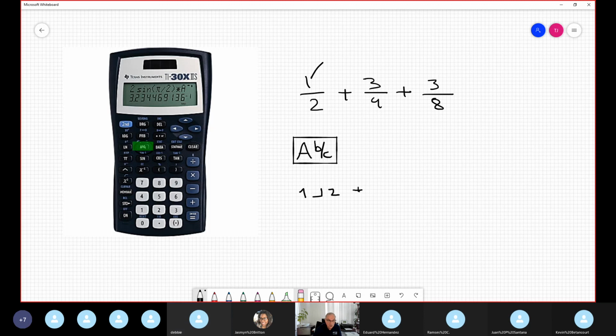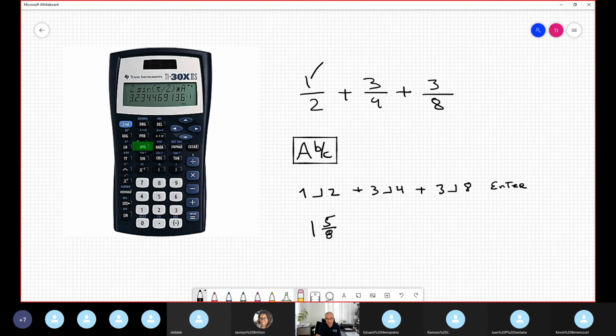Plus. Let's do the second: plus 3 ABC 4. Again plus 3 ABC 8. And you press enter to get the answer. The answer you get is 1 and 5/8. So the calculator by default expresses the answer as a mixed number.